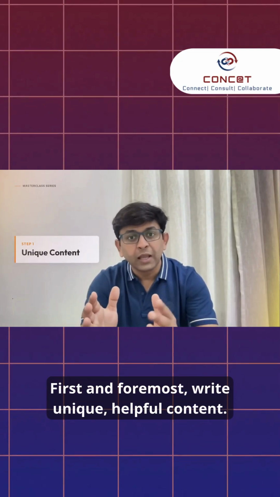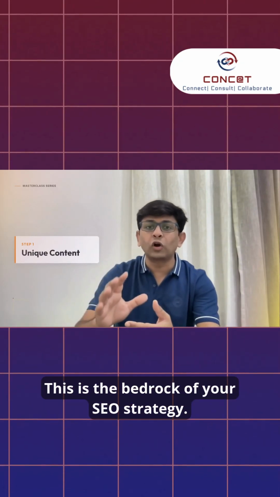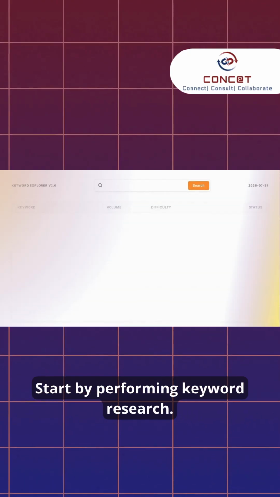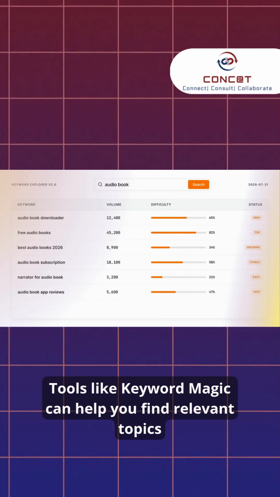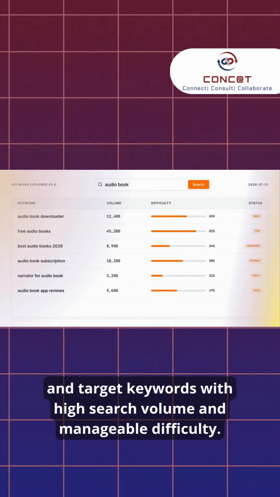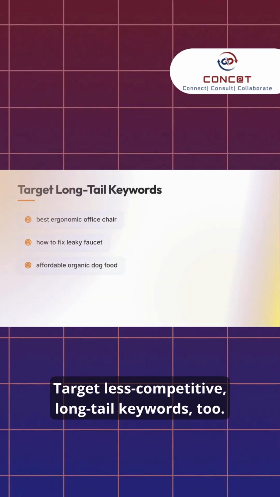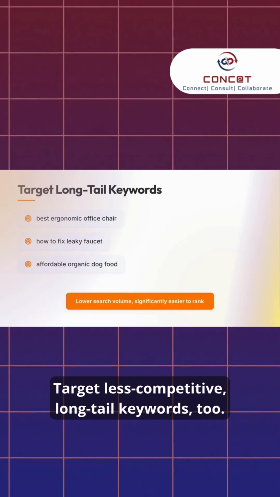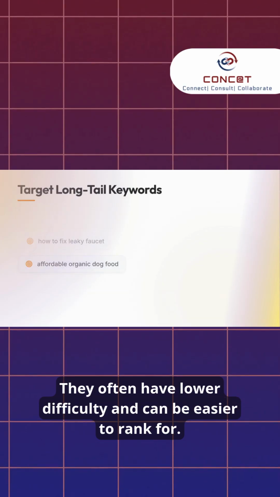First and foremost, write unique, helpful content. This is the bedrock of your SEO strategy. Start by performing keyword research. Tools like Keyword Magic can help you find relevant topics and target keywords with high search volume and manageable difficulty. Don't just chase high volume terms. Target less competitive long-tail keywords too. They often have lower difficulty and can be easier to rank for.